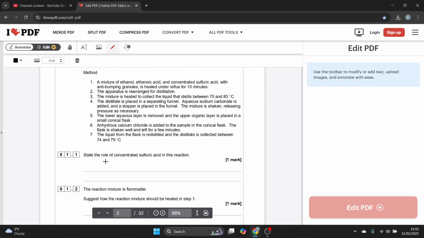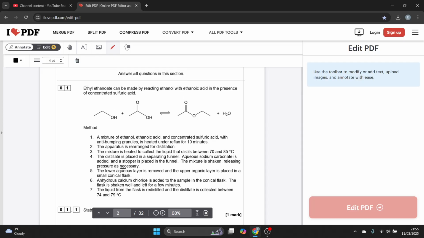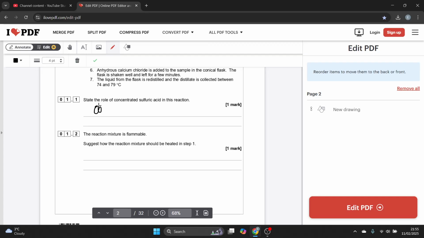State the role of concentrated sulfuric acid in this reaction. It is an ester being made by reacting an alcohol with a carboxylic acid, so the concentrated sulfuric acid is a catalyst. The reaction mixture is flammable; suggest how it should be heated, via electric heater or water bath. So we'll just say electric heater, because if we use a Bunsen burner flame, it's very dangerous since it's flammable. So, electric heater.